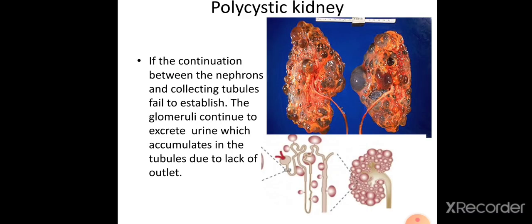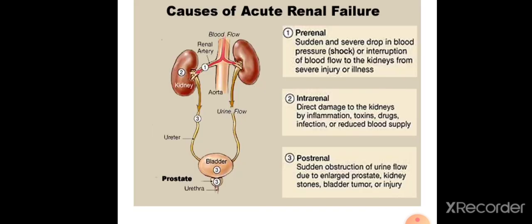Then we have polycystic kidney. In this, the continuation between the nephrons and the collecting tubules fails to establish. That is why small pockets which are filled with urine are formed. These are known as polycystic kidney. Then acute renal failure. Renal failure means the kidneys are unable to form urine.